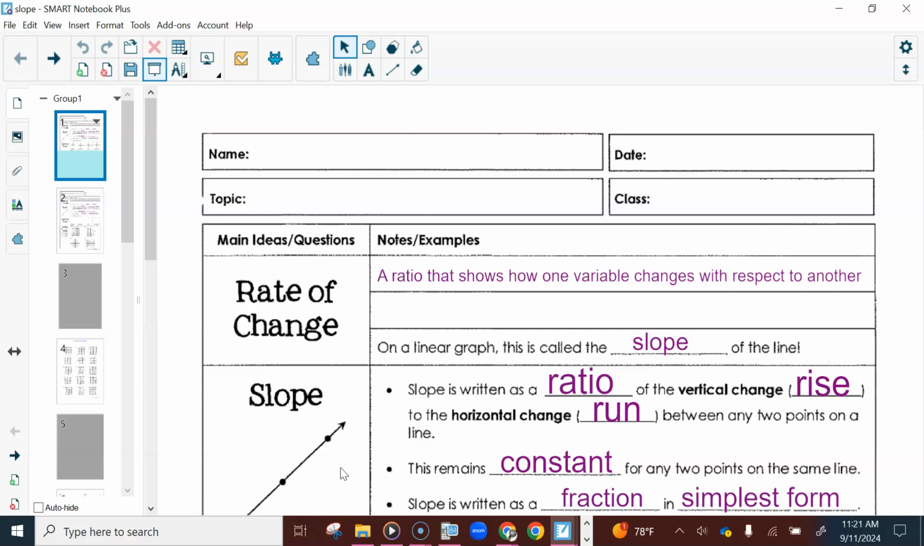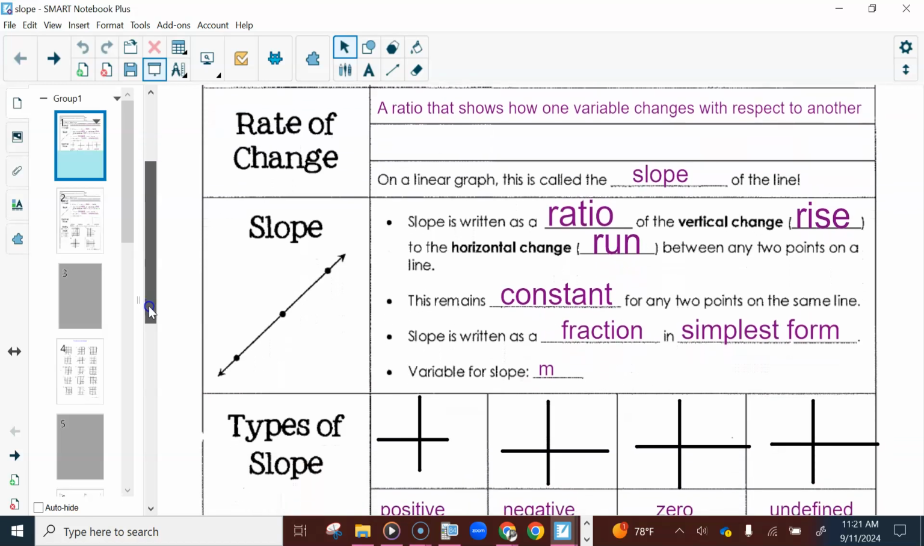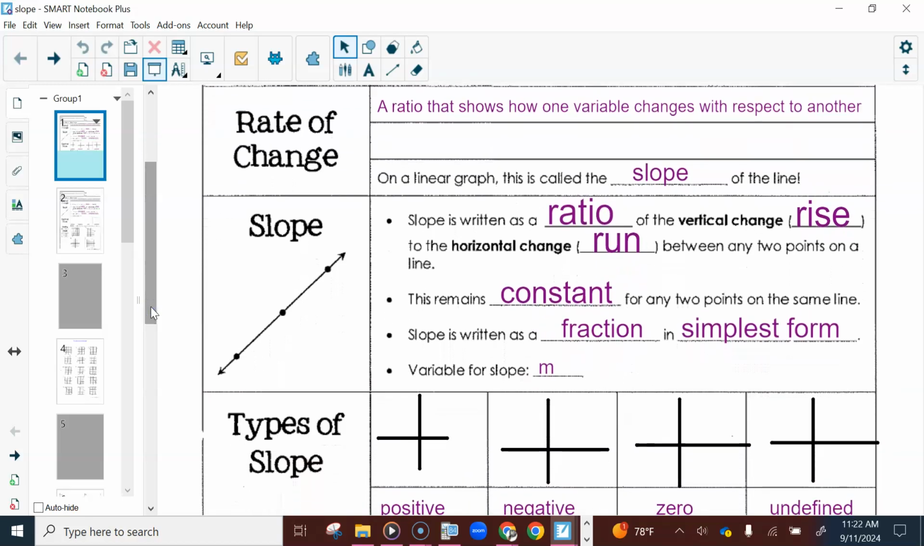Alright, so in this link up top, when we talk about a rate of change, that's a ratio that shows how one variable changes with respect to another. You can summarize that, you can write all of that. That part is up to you. So you might see these words be interchanged: rate of change, or on a graph, we're talking about slope. Those are interchangeable.